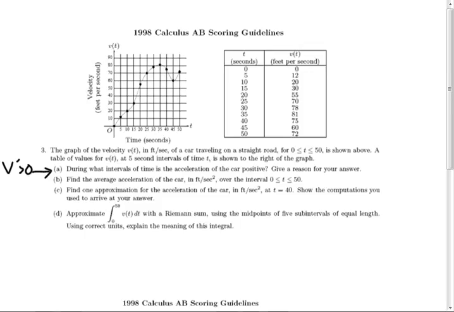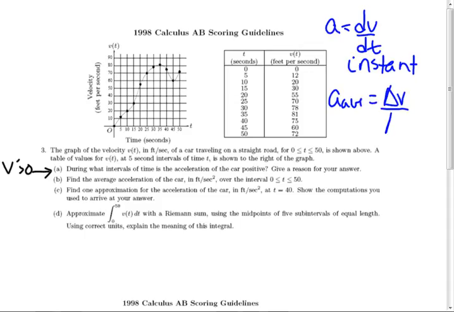Now find the average acceleration. Some of you have forgotten this. It's an average rate of change. There's an instantaneous rate of change and an average one. So what's the average? It's not a derivative, it's a slope. I want the average acceleration of the car. Now, what is acceleration? It's v'(t), that's instantaneous. But if I want the average, what is that? It's the change in the velocity over the change in the time.